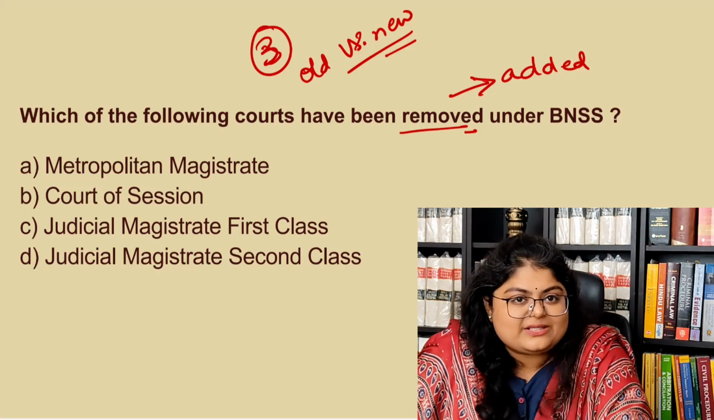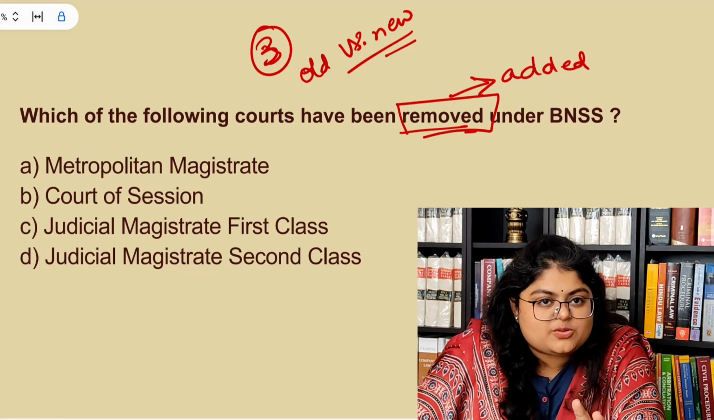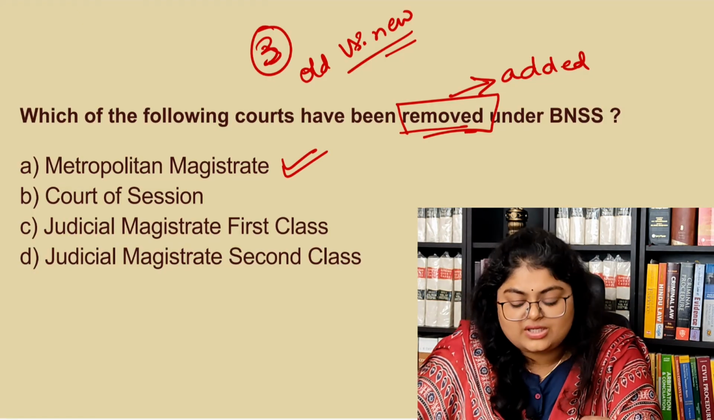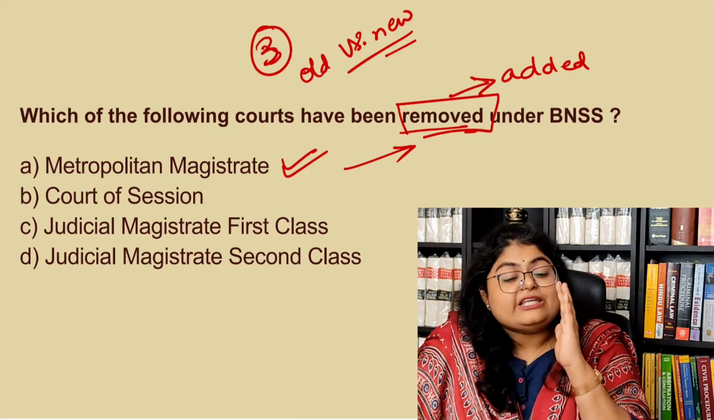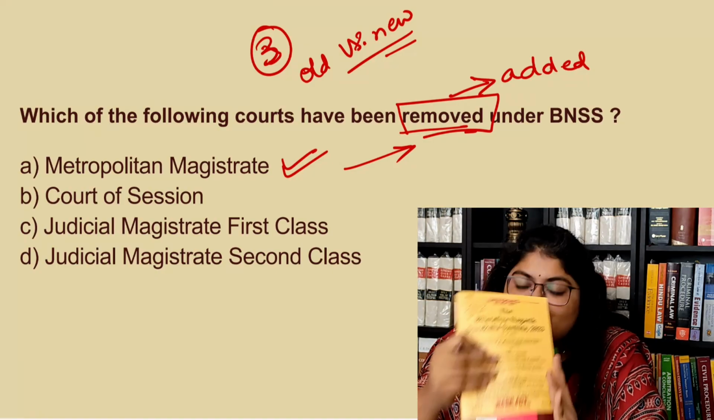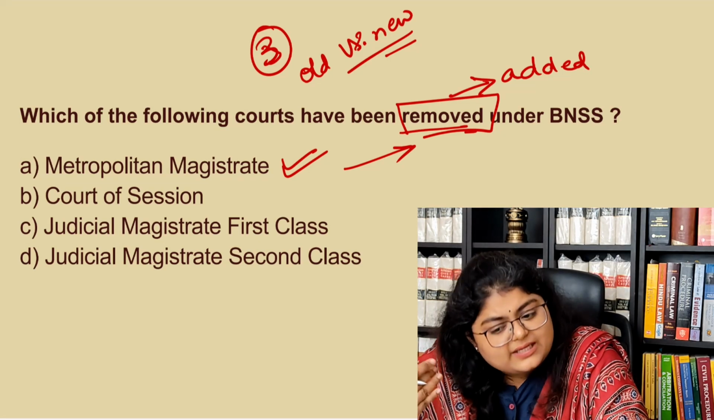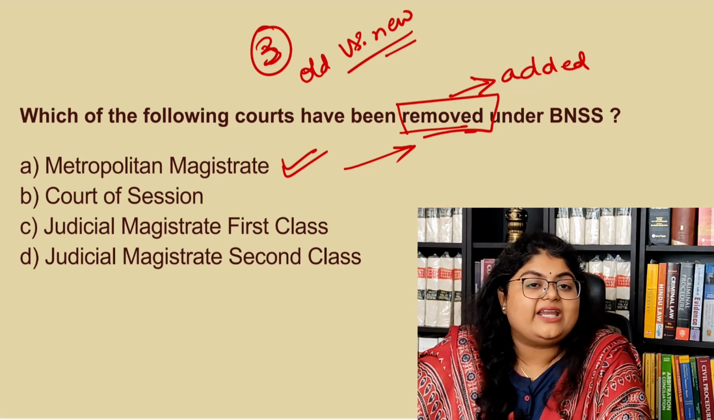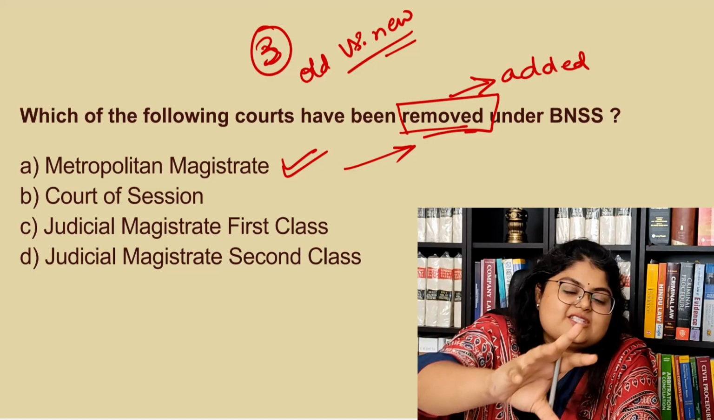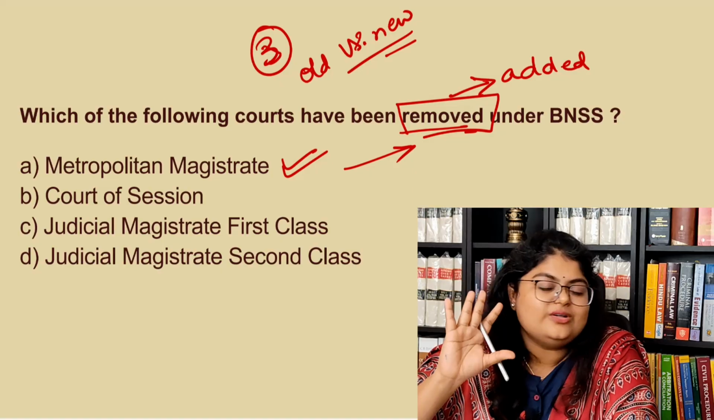Now, coming to this question, what is the change that has happened, what has been removed? This is a conceptual question which you have to study before the exam. Answer is Metropolitan Magistrate Court is now removed. You may have the BNSS Bare Act, but this Bare Act alone is not sufficient for you to answer this type of question, because you will end up spending a lot of time but will not be able to find the answer if you don't know the concepts: this is the concept under CrPC, this is the concept under BNSS, this is the change you should understand.